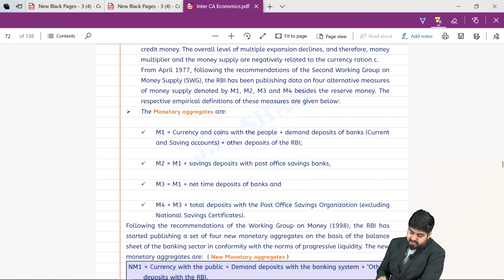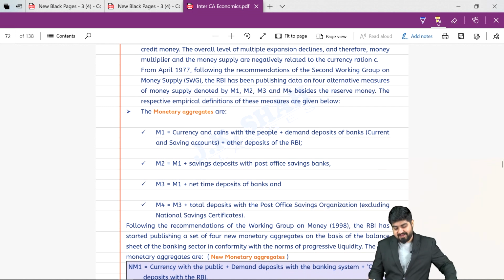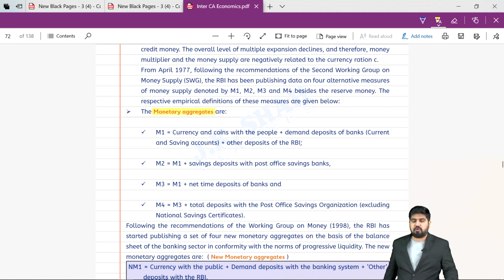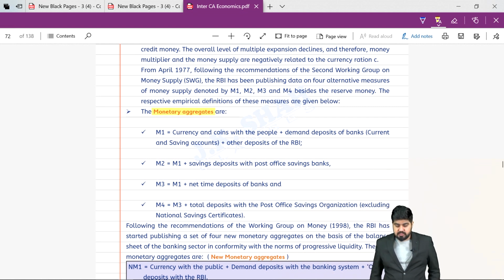Now, what are the monetary aggregates? Do you remember they have been divided into 3 parts? What are the 3 parts, friends? Come on. First one is monetary aggregates, next one is new monetary aggregates, and last one is liquidity aggregates. Now, when I say monetary aggregates, my dear friends, there are 4 parts: M1, M2, M3, M4.